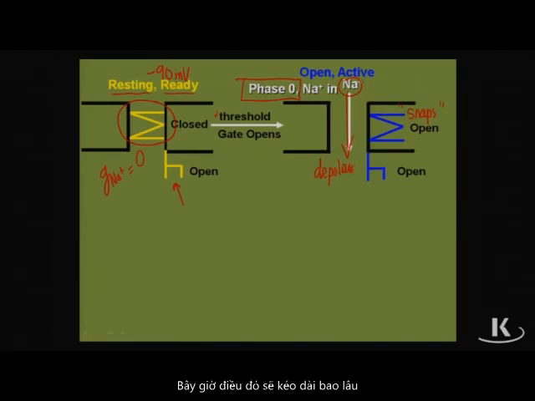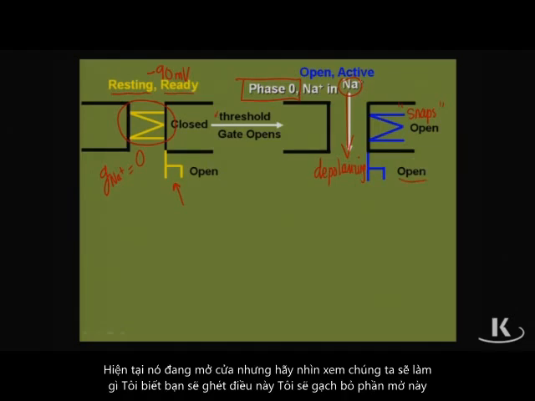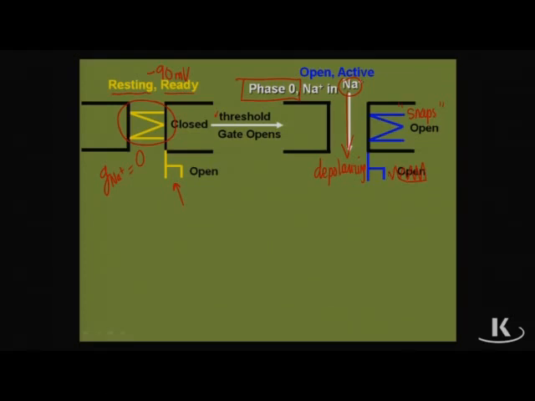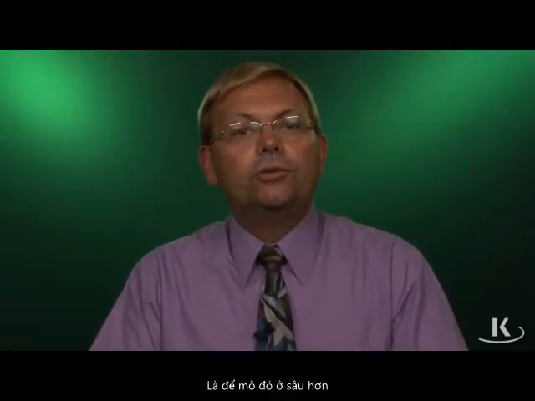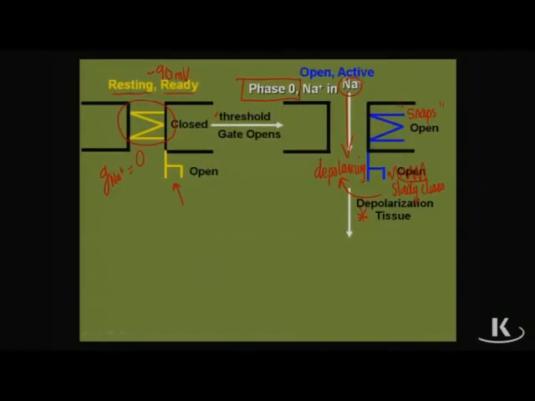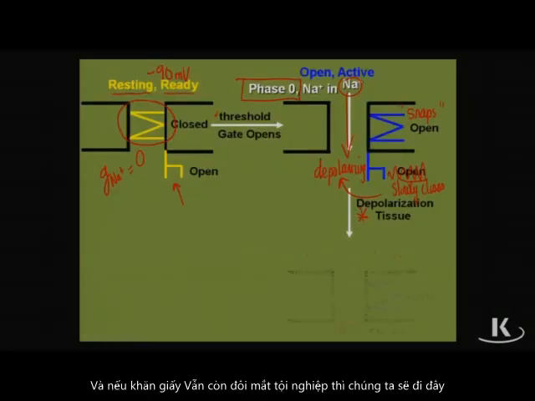Now, how long is that going to last for? Well, you see, in reality, it is open right now, but look what we're going to do. I know you're going to hate this. I'm going to cross open out, and I'm going to say slowly closes, because all it is a matter of time before this H gate eventually totally closes down. Of course, what it requires is for that tissue to remain depolarized. And if the tissue remains depolarized, here we go.